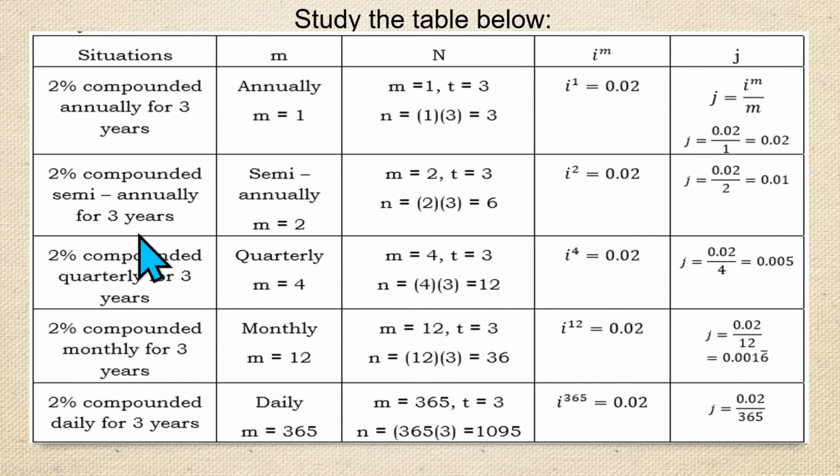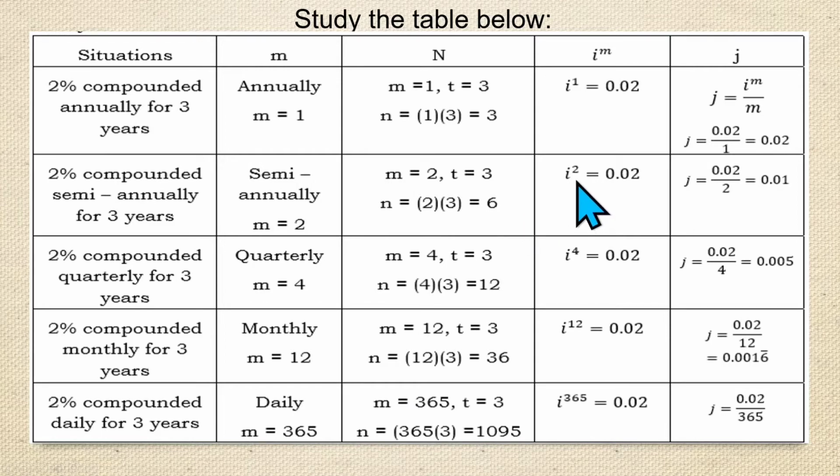On the second situation, we have 2% compounded semi-annually. When we say semi-annually, it is twice a year. So for 3 years, m is equal to 2 because it is semi-annually, it means twice. Then again, n is equal to m times t. m is 2, t is 3, which is 3 years. So 2 times 3 is equal to 6. So n is equal to 6.